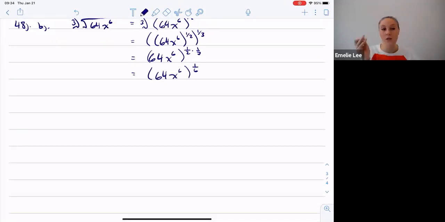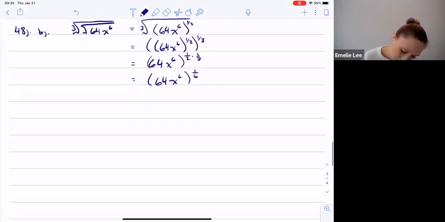And then what I'm going to do is bring that 1/6 inside. So now we're back to kind of a simpler problem, but the tricky part was figuring out how to combine those exponents, right? So now I have 64 to the 1/6. Again, I'm going to check on my calculator to see if it becomes an easy number. And if it does, I'm going to use that. If not, I'm just going to leave it.